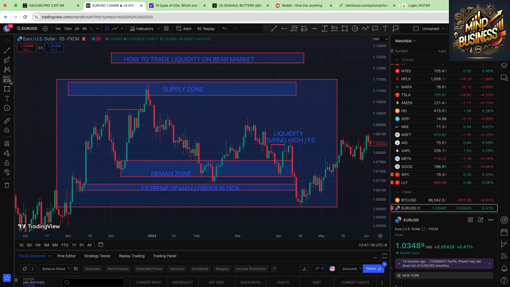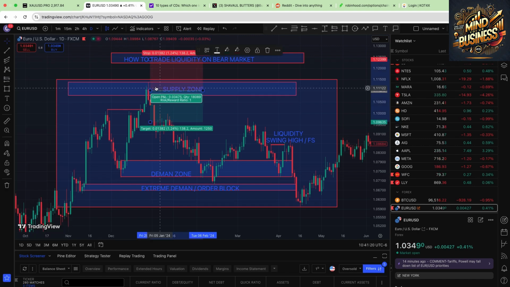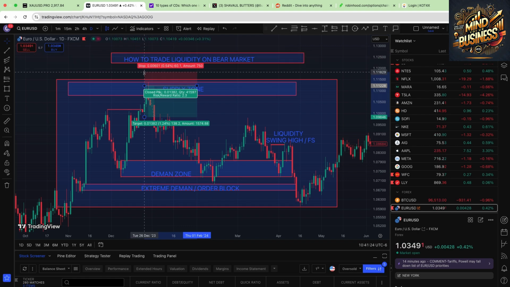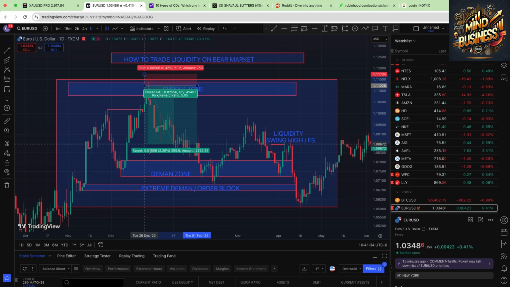So what we want to do now, we will come here, take our short, and we will put our short right here. Since we have no extreme demand zone on the top, since we identify it's no extreme supply zone, we understand price is going to respect the supply zone because it closed inside the supply zone. So we will put our stop loss at the next order block, because like we said, price is going to always respect an order block or a demand zone.